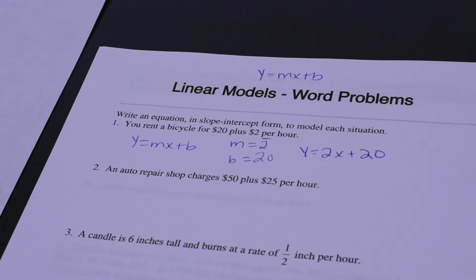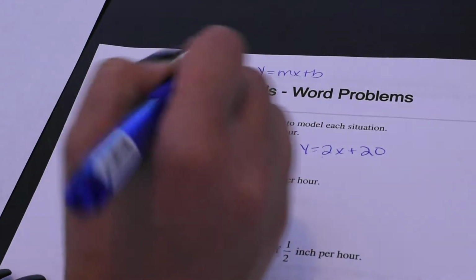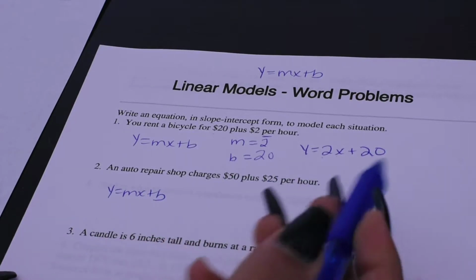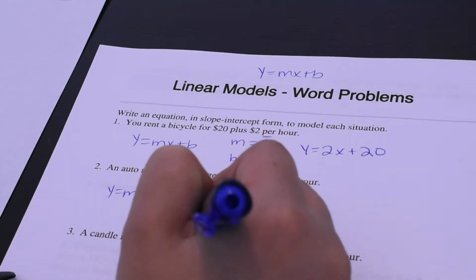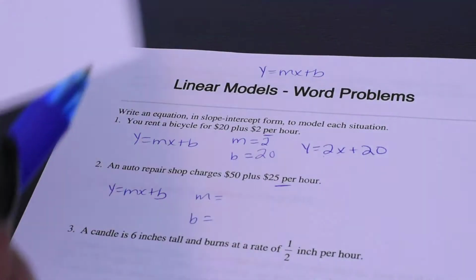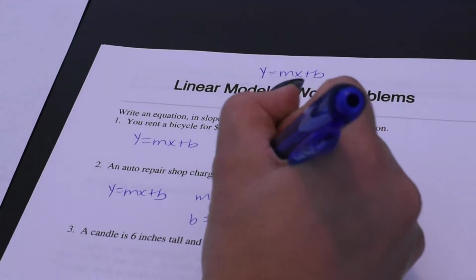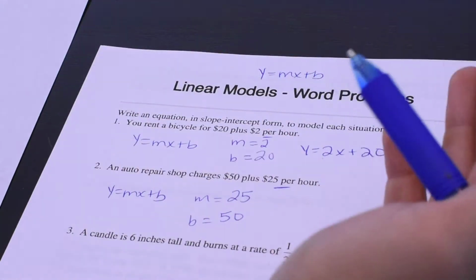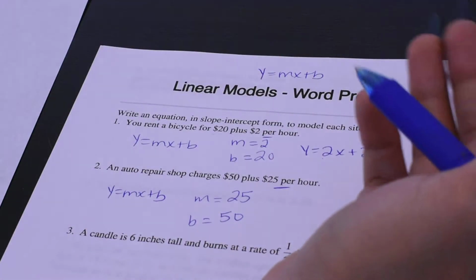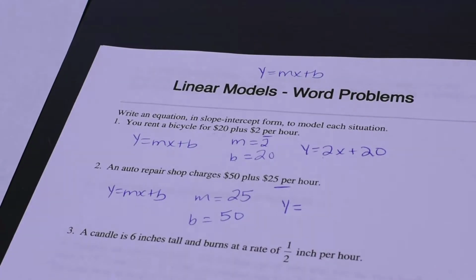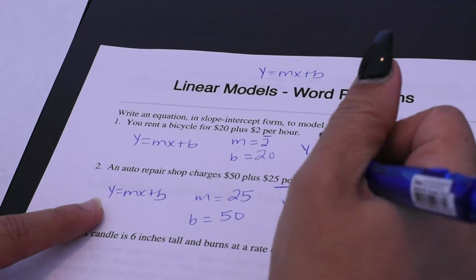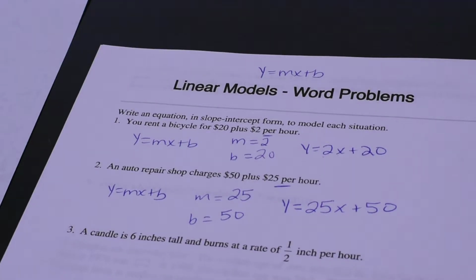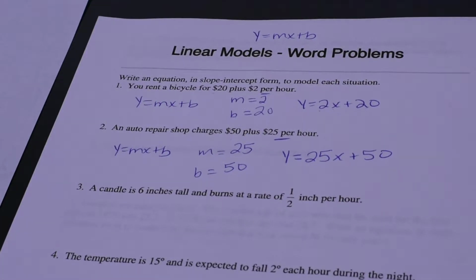All right. Whew, let's look at number 2. I'm going to write my equation first. An auto repair shop charges $50 plus $25 per hour. I got to identify my m and my b. Per hour, per tells me that's my slope. That's m. So 25 goes here. $50, that's how much I pay at the beginning. I pay $50, and then for every hour, it's $25. So y equals mx plus b. My m is 25. 25x plus 50.